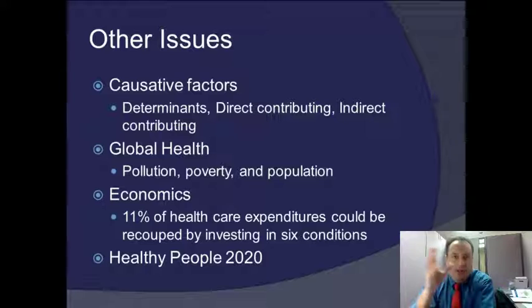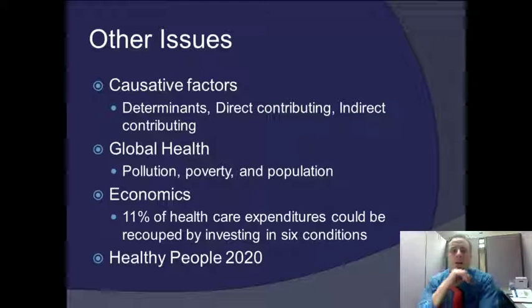And then some other issues, just kind of cherry picked from the chapter. There's kind of these causative factors, and broken down what causes disease. You have the direct things that determine it, things that directly impact, but the other things that contribute to that happening. Global health, they kind of simplified it down to the 3 Ps of pollution, poverty, and population. Each of those 3 have, again, a huge impact, especially in developing nations. There's an interesting couple paragraphs. It talks about how 11% of total healthcare costs could be saved by investing in 6 conditions. So again, it's 20% of our national gross domestic product spent on health. Huge impact could be had by investing in prevention.